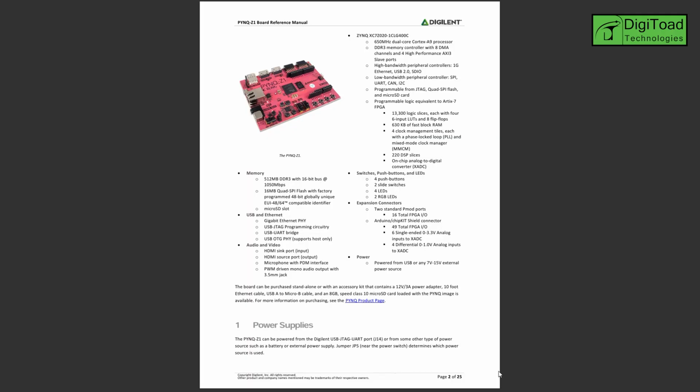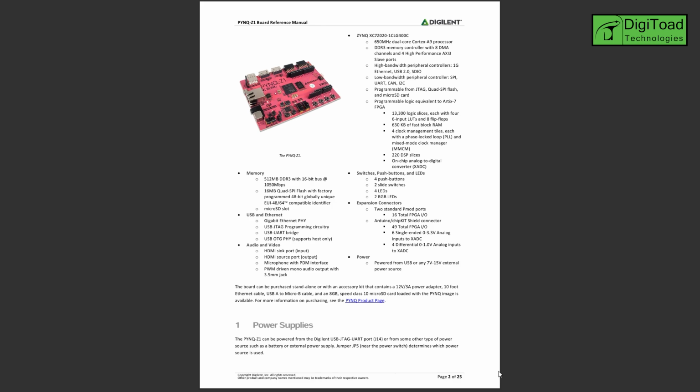PYNQ-Z1 has 512 MB of DDR3 memory. Along with that, it has a gigabit Ethernet PHY chip, which is used on the PS side. Ethernet is present on the PS side of your PYNQ-Z1. Along with that, you have an HDMI source and sink port, and a PDM to PWM audio pipeline interface. It contains a dual core A9 processor.